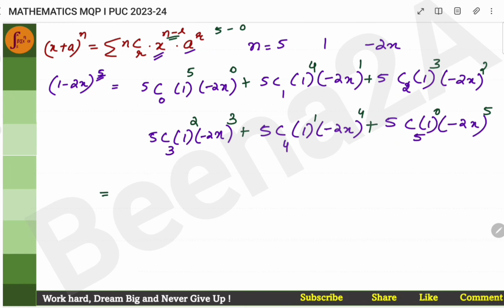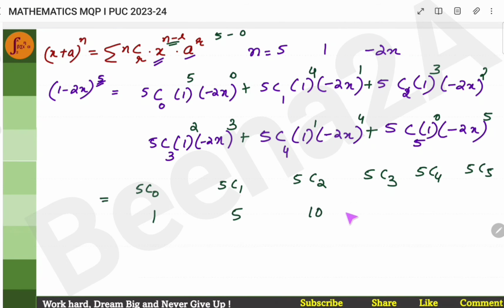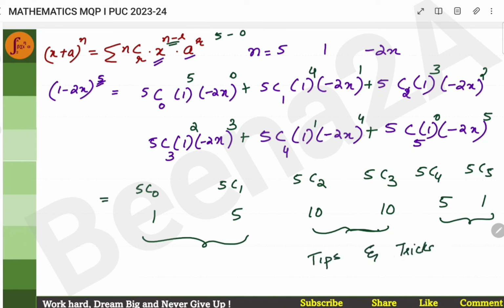Now you have to carefully simplify it, right? It's better to remember all the 5C values, like 5C0, 5C1, 5C2, 5C3, 5C4. It's better to mug up, and it's easy to mug up. So the sequence is like this: 1, 5, 10, 10, 5, 1. The first two and the last two will be the same. Look at the tips and tricks videos again. You have tips and tricks to remember this sequence also. So 1, 5, 10, 10, 5, 1. If you remember this, you can directly substitute.